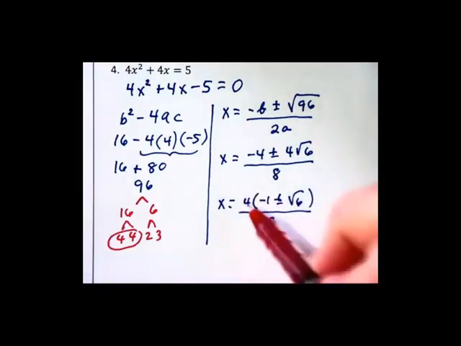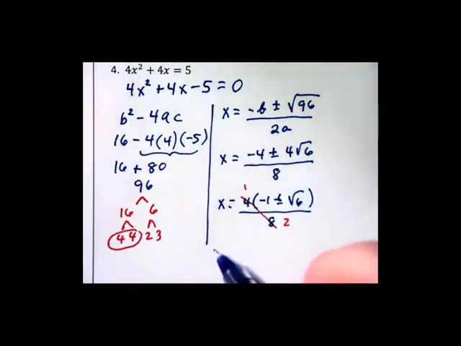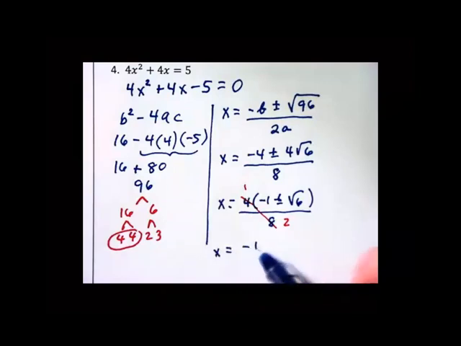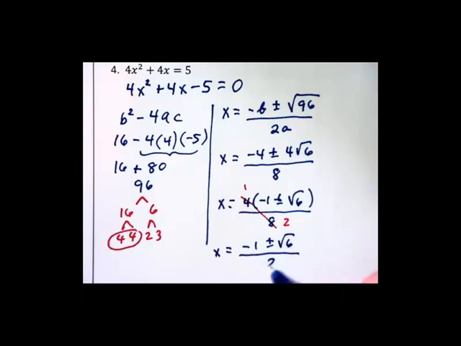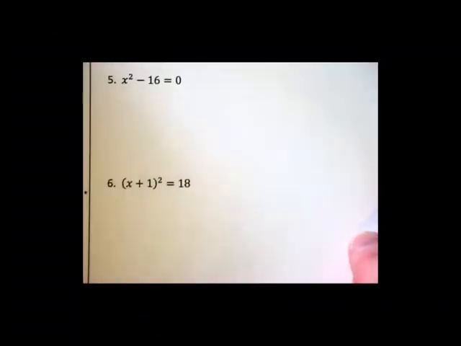Now the 4 and the 8 will cancel, giving me a 1 and a 2, and our final solutions will be negative 1 plus or minus root 6 all over 2. And there you have it. Okay, let's move on. Number 5, wind up there.